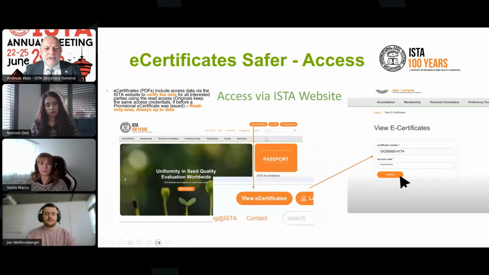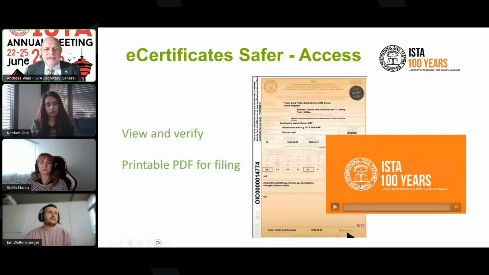Then you go to the part where it says view e-certificates on the top of the ISTA website, and you enter the e-certificate number and the access code. After that, there will be a display of the e-certificate you asked for. If there's nothing displayed, that means this certificate does not exist. It's not valid. And if different data are on your PDF than on the online system, something has been altered on this PDF.